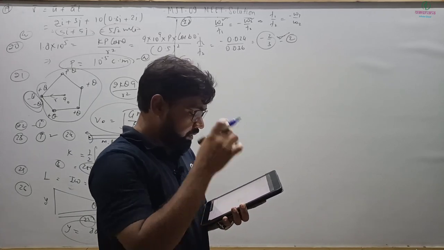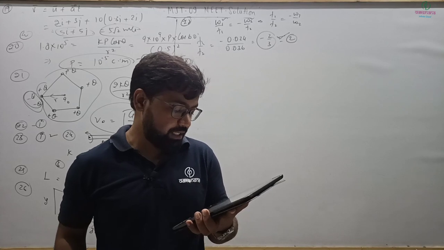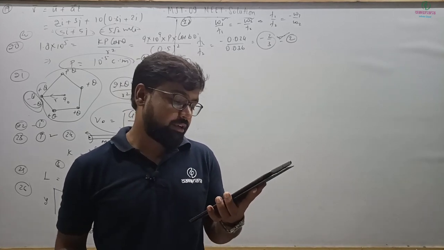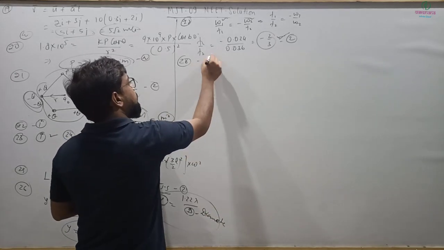Question number 28. What must be A for condition of no emergence? So here you can see there is no TIR, it's like from rarer to denser, in that case no TIR, which is option number 4.